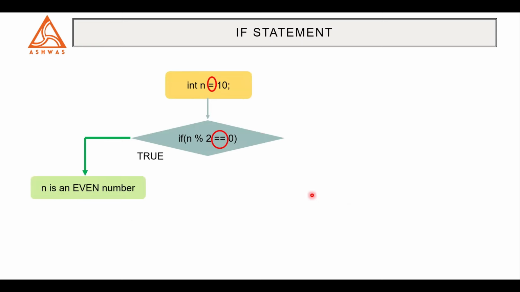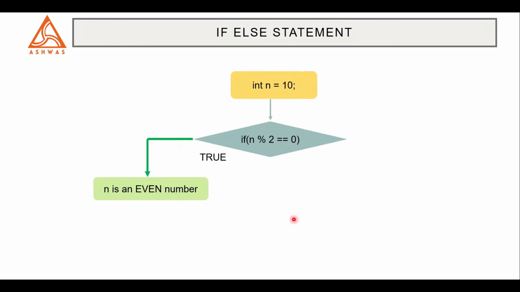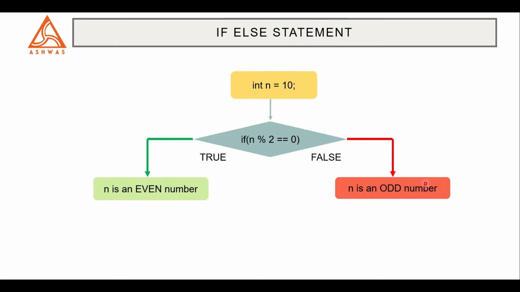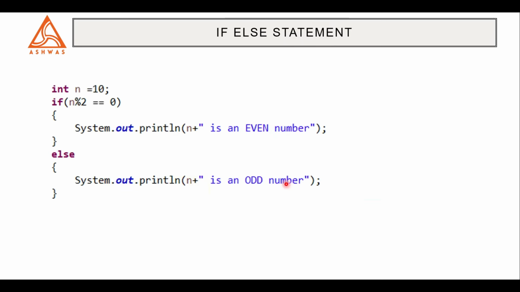However, what if I want the program to do something if the condition evaluates to false? That is, if n is not totally divisible by 2. If that is the case, I want the program to print that n is an odd number. So what we're seeing in front of us is the flow chart of the logic that we want the program to deliver. Let us quickly understand how can I achieve it syntactically.